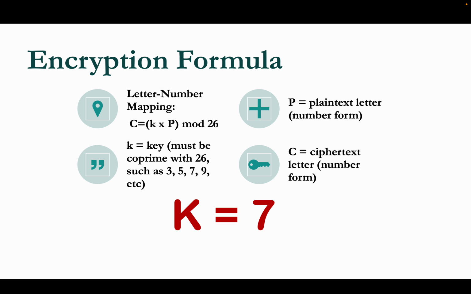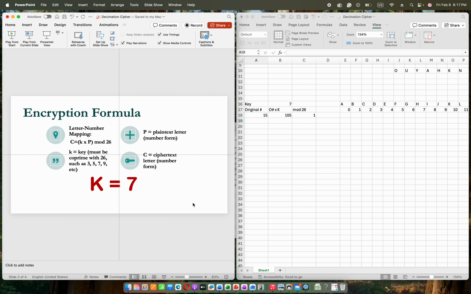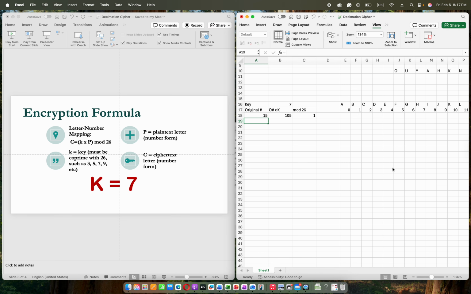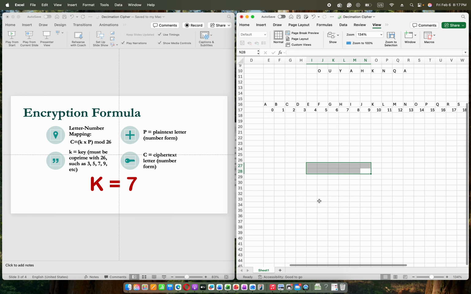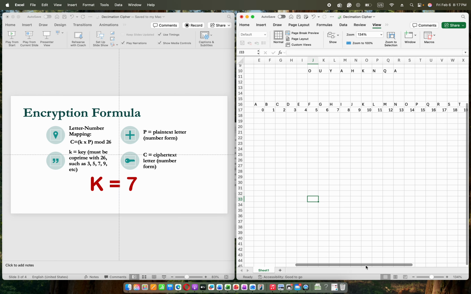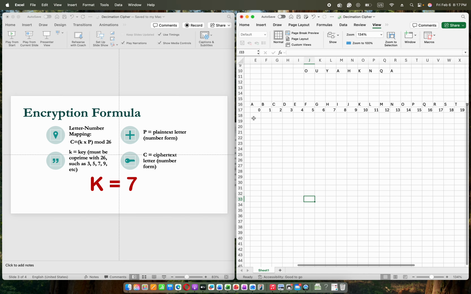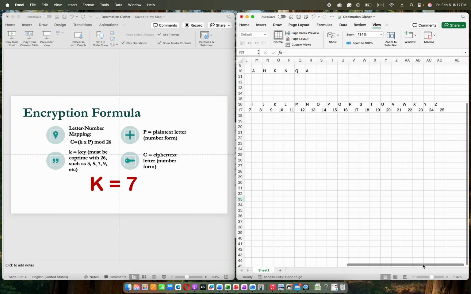Okay, our encryption formula. So we have to do the letter number mapping. And if you look over here on this side, I've got my whole alphabet here. I've got it numbered starting at 0 on A all the way to 25 on Z.